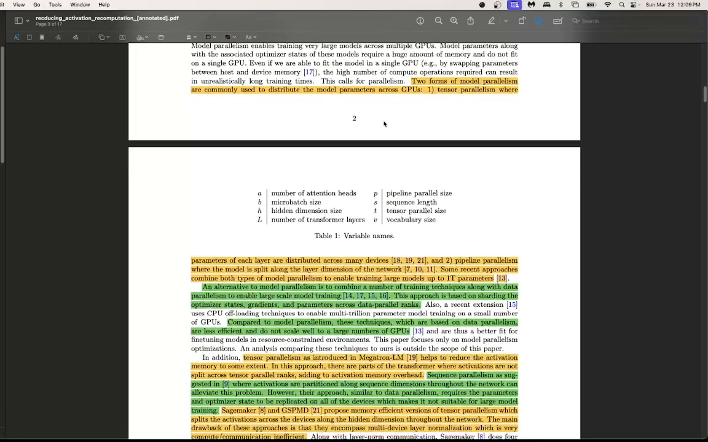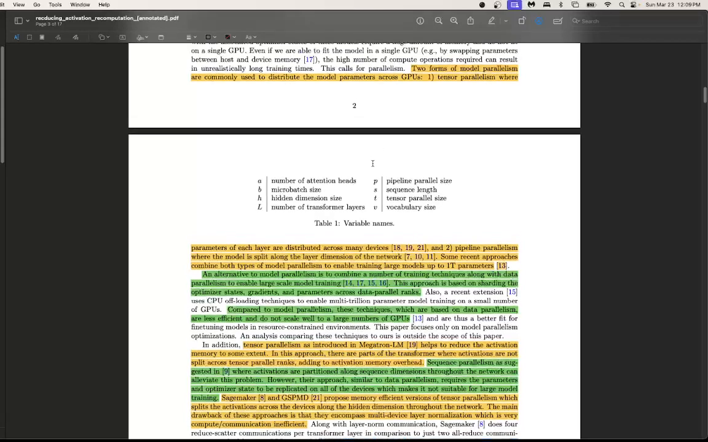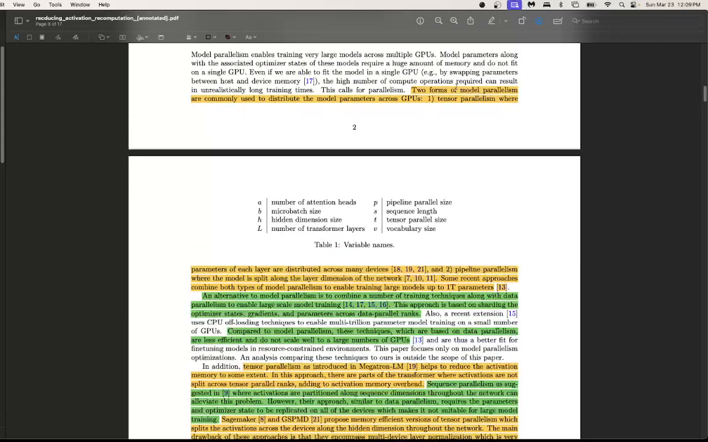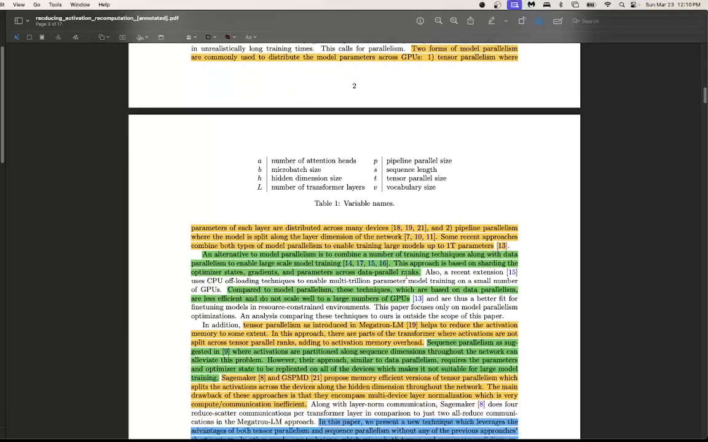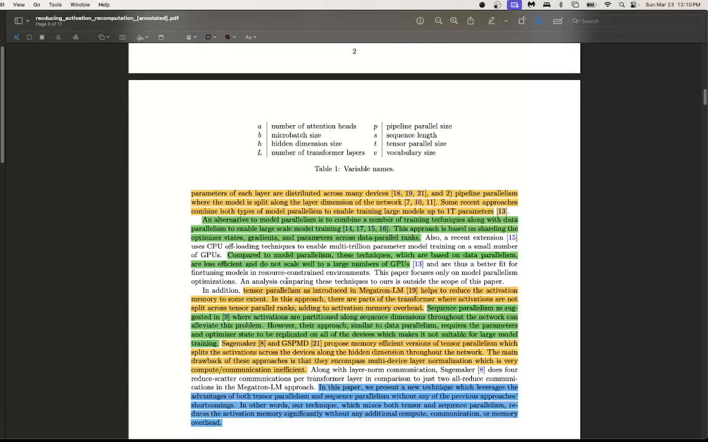Cool. So that's a little review for the intro. Then for related work, it's basically the same stuff. They talk about two forms of model parallelism, TP and pipeline parallelism. And let's see if there's anything worth covering here.